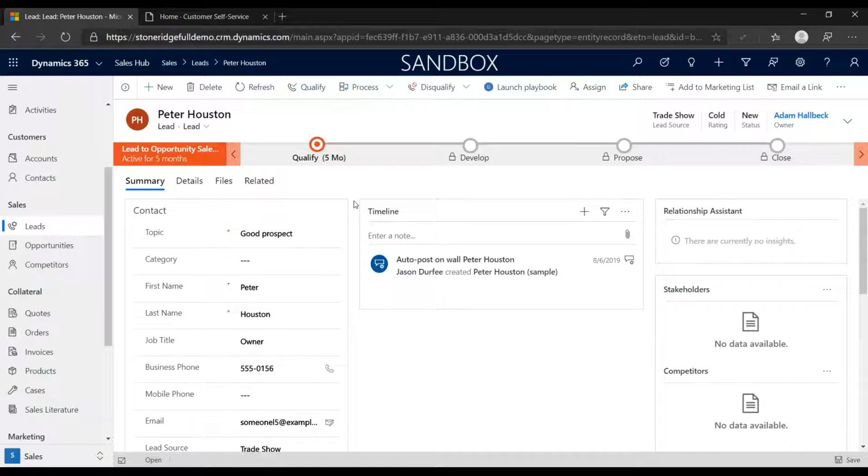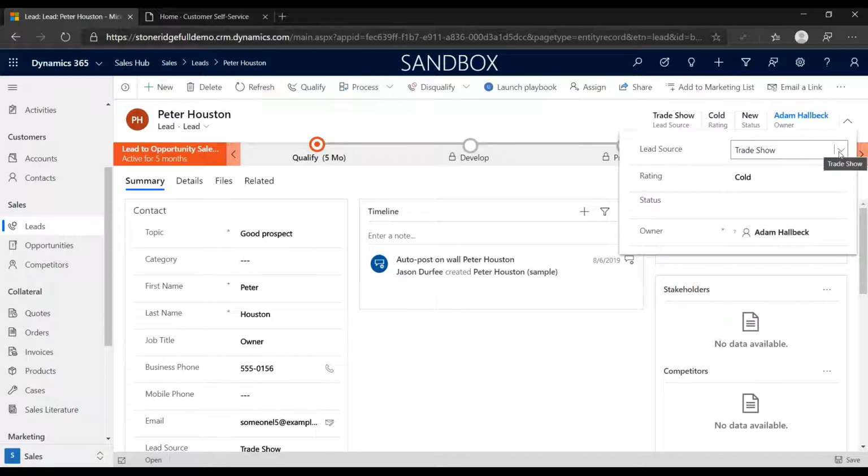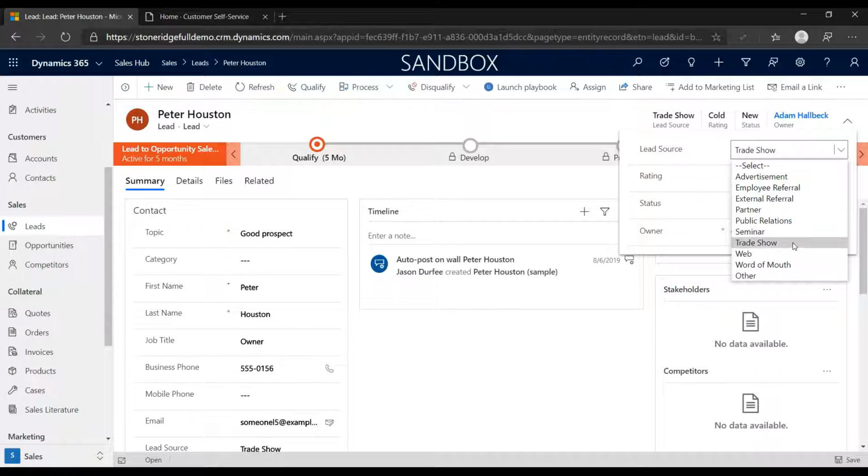Now, when we're looking at where these leads are coming from, moving on to more of that omnichannel breakdown of lead intake, we can see at the very top of the form here that this lead came from a trade show. It was an in-person interaction. There are other values. If we break this open and take a look at some of the other options, we have advertisements, referrals, partners, trade shows, and then web. That is one of the nice things about Dynamics 365, this is a configurable list.